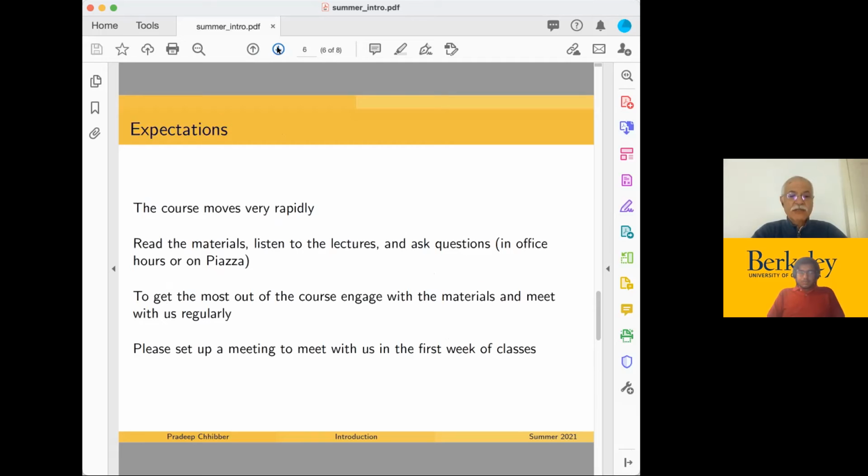Finally, please set up a time to meet with us in the very first week of classes. And this is important so that we can get to know each one of you and you can get to know us. And that will help for a much smoother conversation during the rest of the semester.